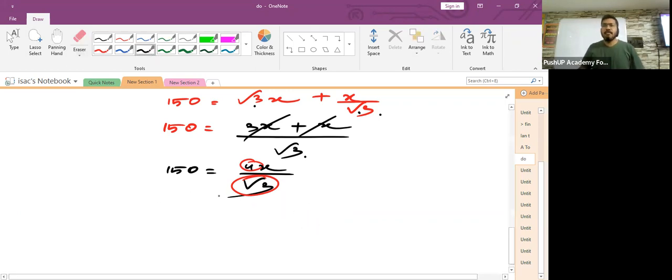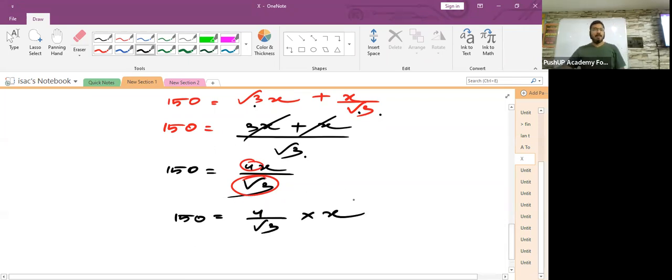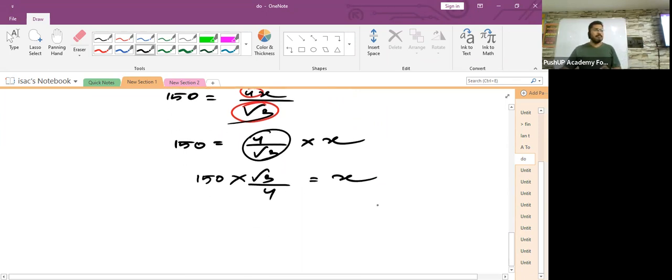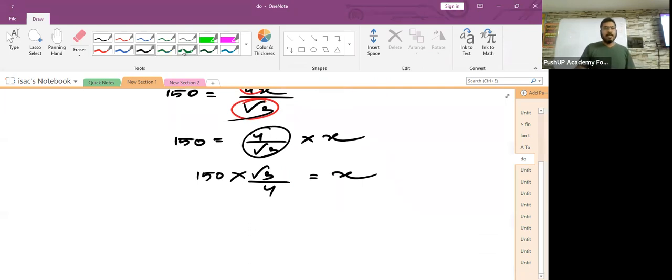Children, listen to this part. You have 150 is equal to 4x upon root 3, isn't it? That means 150 is equal to 4 upon root 3 into x. Now, if you bring this 4 upon root 3 from the right to the left hand side, what will happen? The reciprocal of 4 upon root 3, isn't it? So it becomes 150 into root 3 divided by 4, which is equal to x. Anju, is it clear? Now, online students, any doubt? Please ask. No doubt?